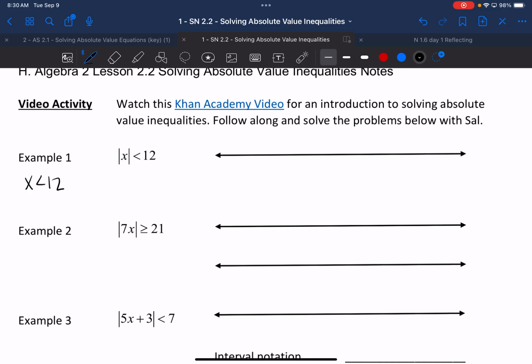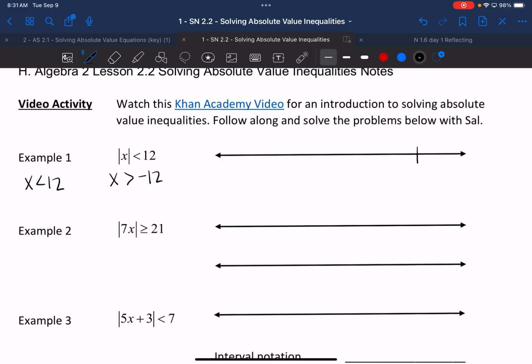And for your second one, we're going to make the 12 negative, but we also flip the inequality as well. So now it would be x is greater than negative 12. Okay? So I'm going to go and graph both of these inequalities over here on the number line.